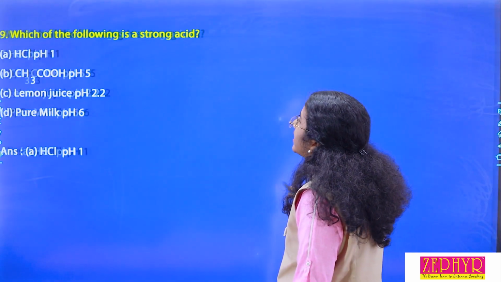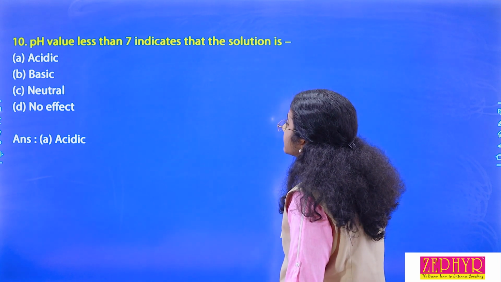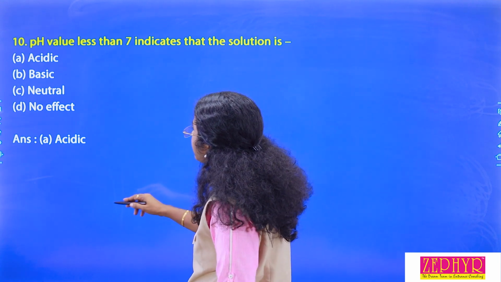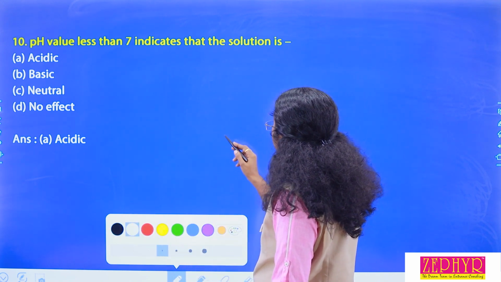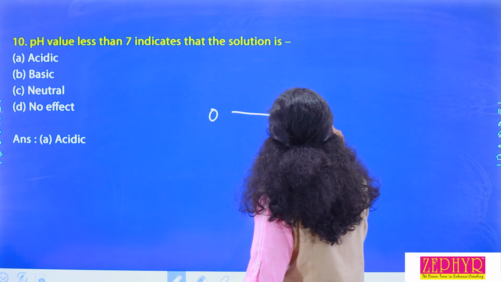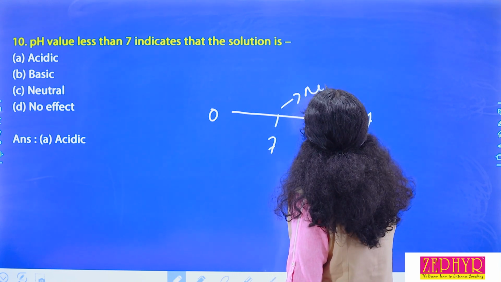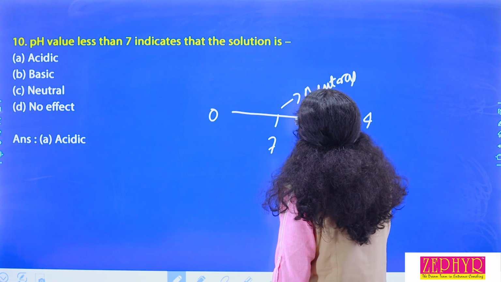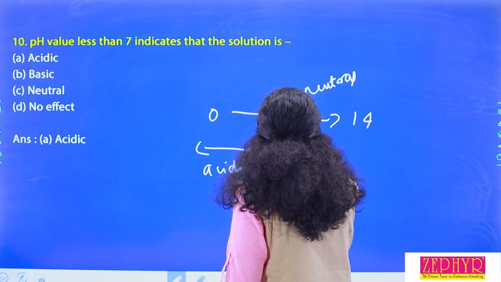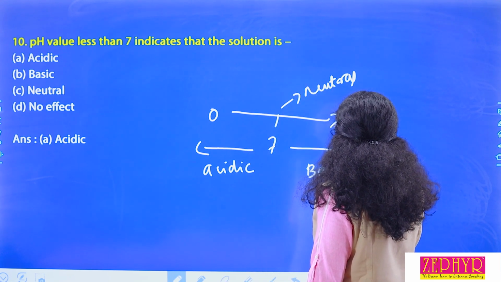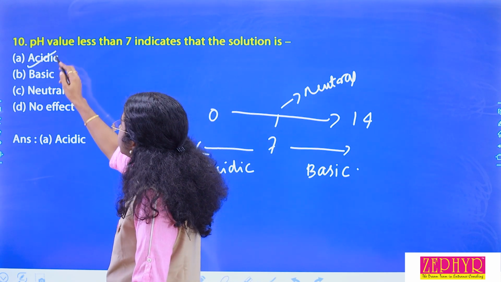Then next one, the 10th one, a pH value less than 7 indicates that the solution is, pH less than 7 means... The pH scale reads from 0 to 14. 7 is neutral, less than 7 is acidic, more than 7 is basic. So the option is A, acidic.